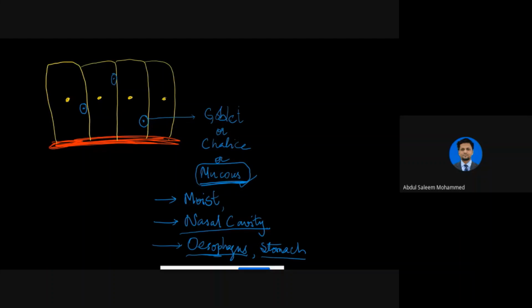So as this mucus is present, the food slips from the top of the esophagus into the bottom of the esophagus, and from there it slides into the stomach. Okay, that's the functions of mucus in esophagus.